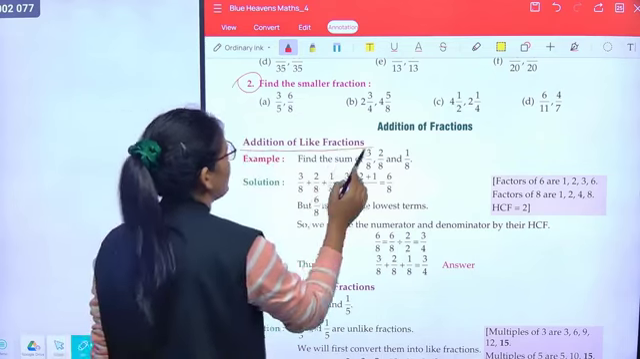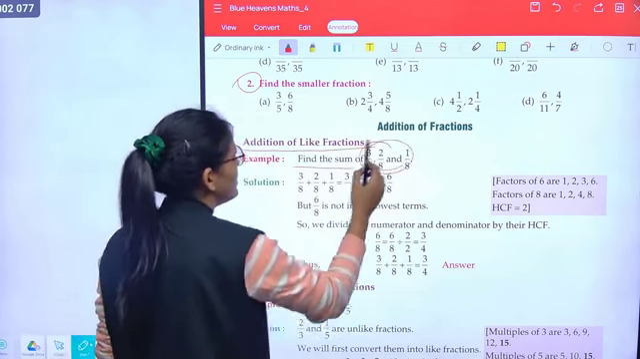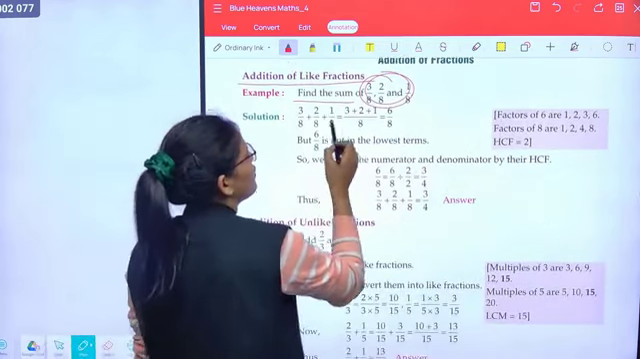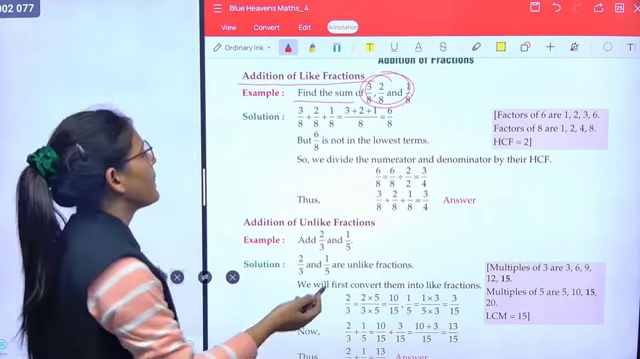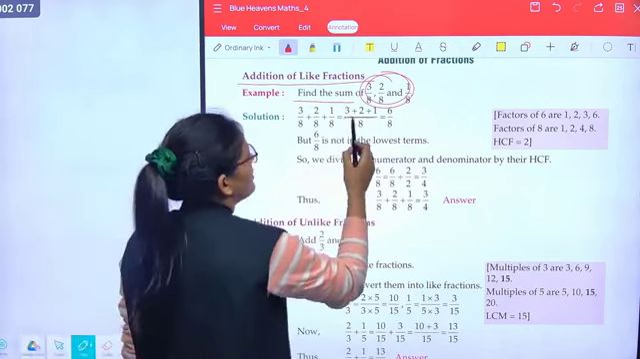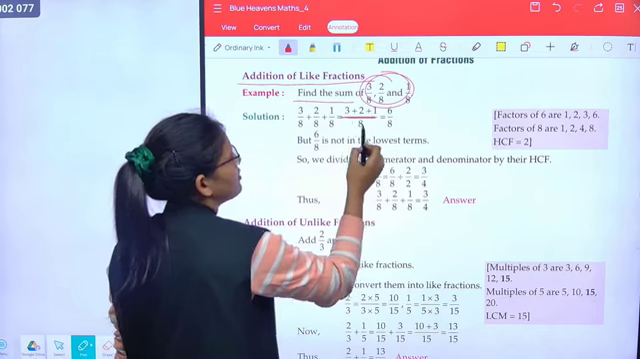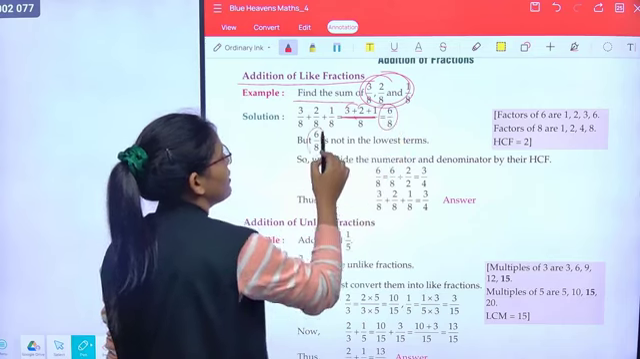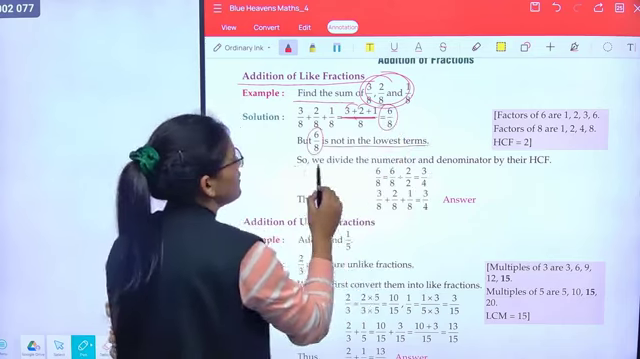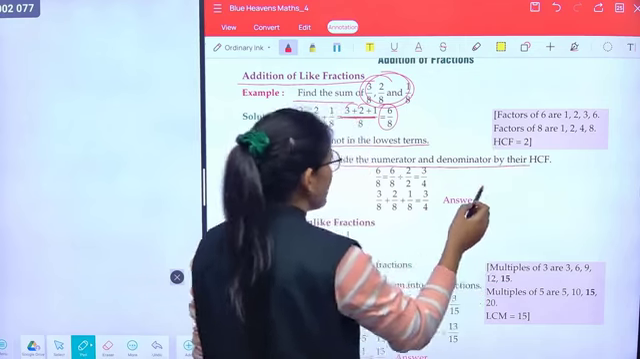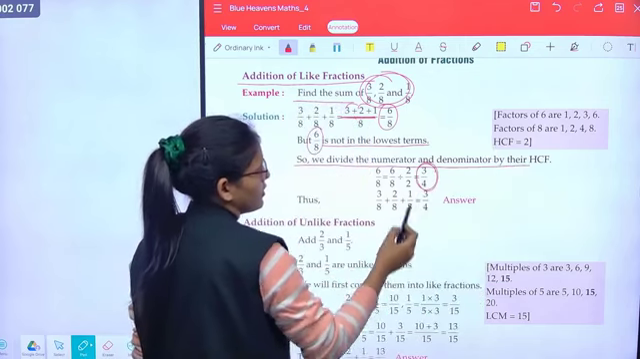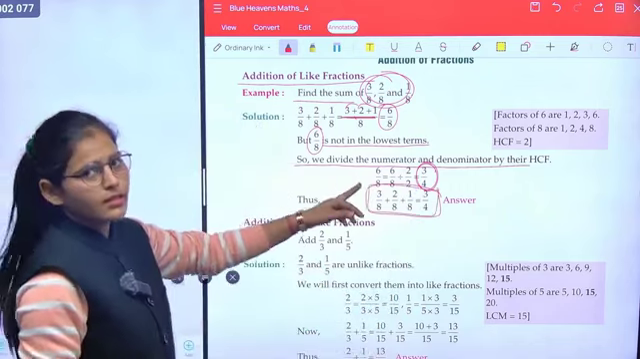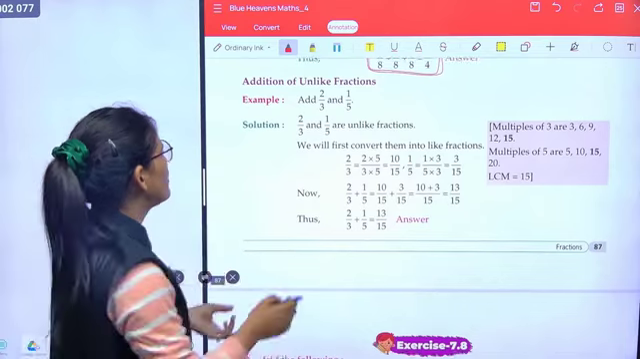Now addition of like fractions. Find the sum of these. Okay. Now 3 upon 8, 2 upon 8, 1 upon 8. Firstly we have to make them equal, meaning here 8 is under all of them. 3 plus 2, 5 plus 1, 6 upon 8. But 6 upon 8 is not in the lowest terms. So we divide the numerator and denominator by their HCF. So it is 3 upon 4. So the answer of the addition is 3 upon 4, because 2 3s are 6, 2 4s are 8. Now addition of unlike fractions.